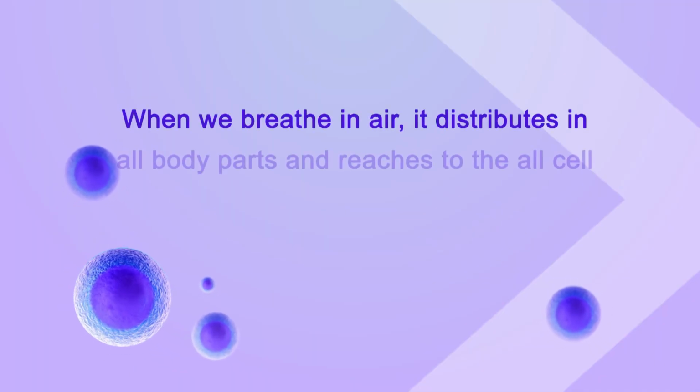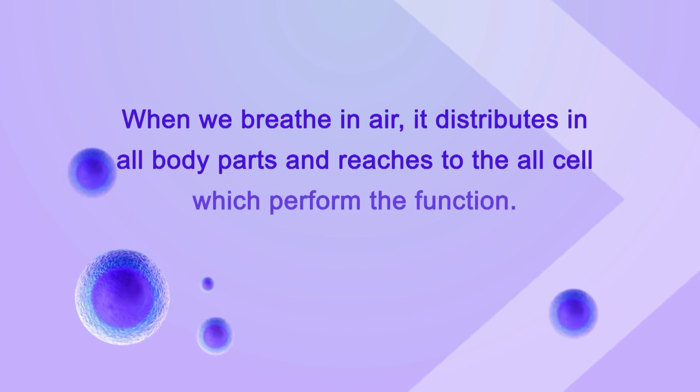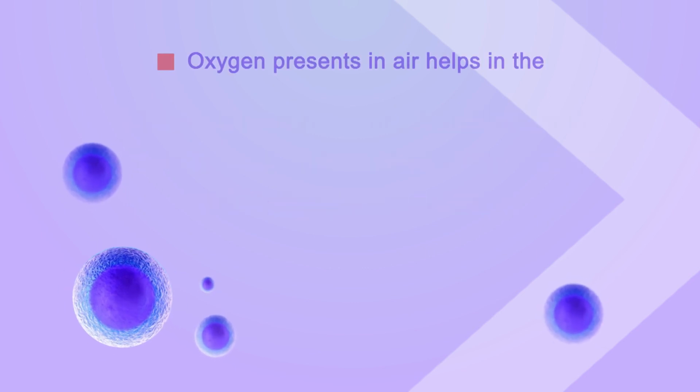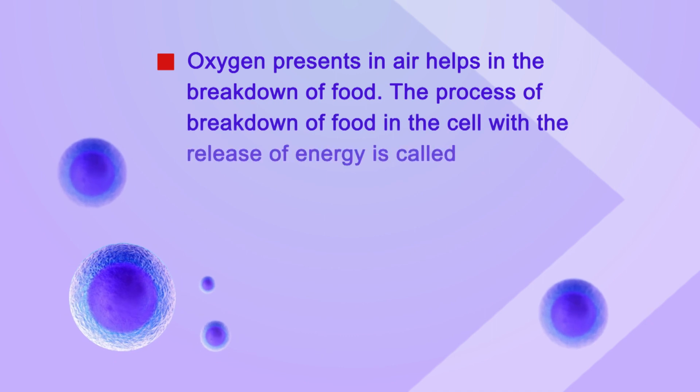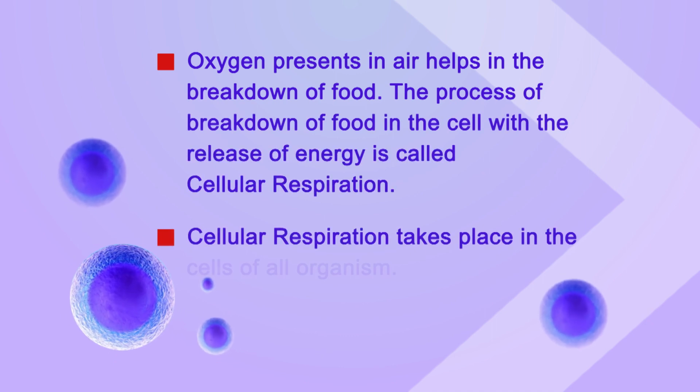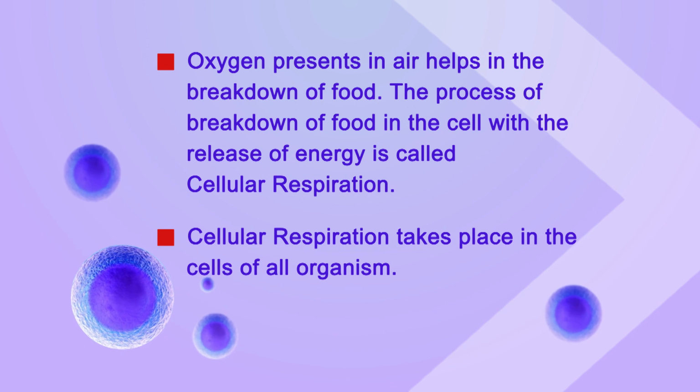Parents often say proper eating is necessary. Having a proper diet is essential because it provides us energy. We will see which type of energy is used in respiration. During breathing, oxygen is necessary. When we breathe in air, it distributes in all body parts and reaches all the cells which perform the function. Oxygen present in air breaks down food and this process is called cellular respiration.